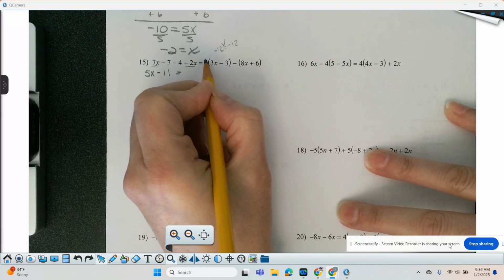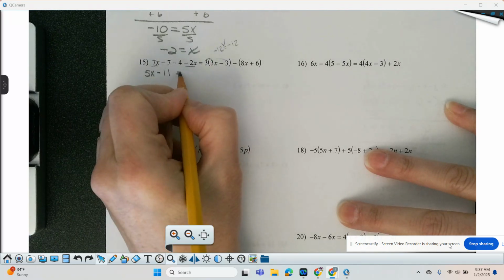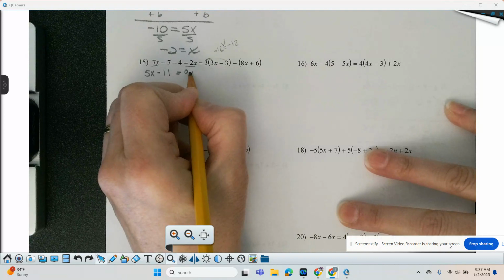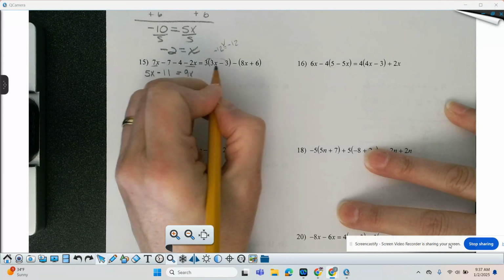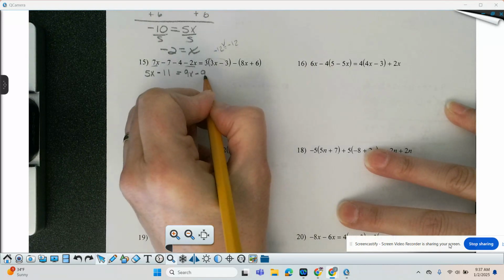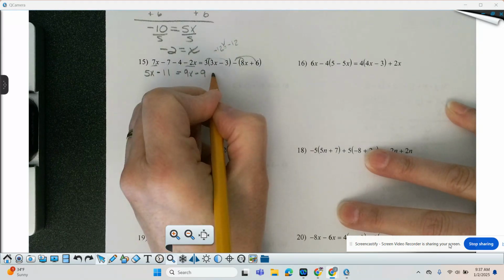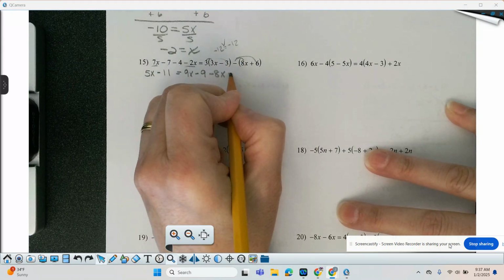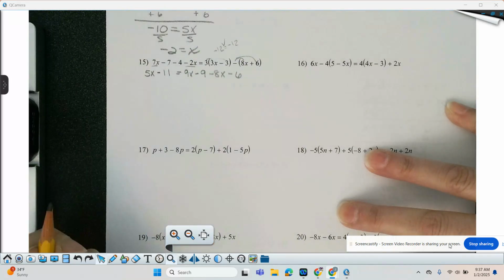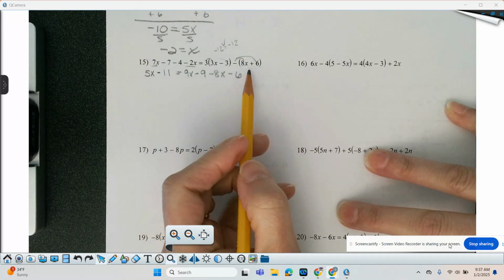Bring that 3 inside. Distribute 3, that's going to be a 9x. 3 times 3x is 9x. 3 times negative 3 would be negative 9. This is actually a negative 1, so that's going to become a negative 8x and a negative 6. It changes the signs, or you can think about subtracting 8 and subtracting 6.